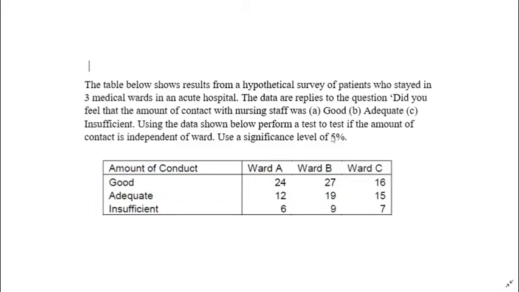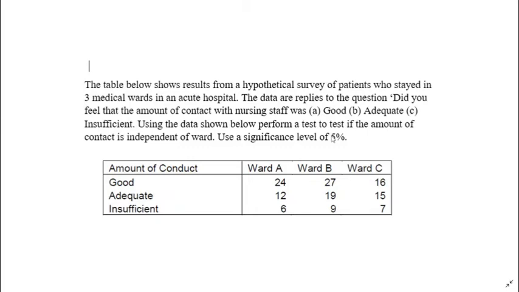So with me here I have this question. The table below shows results from a hypothetical survey of patients who stayed in 3 medical wards in an acute hospital. The data replies to a question: did you feel the amount of contact with nursing staff was A, good, B, adequate, C, sufficient? So using the data shown below, perform a test to test if the amount of contact is independent of ward. Use a significance level of 5%.